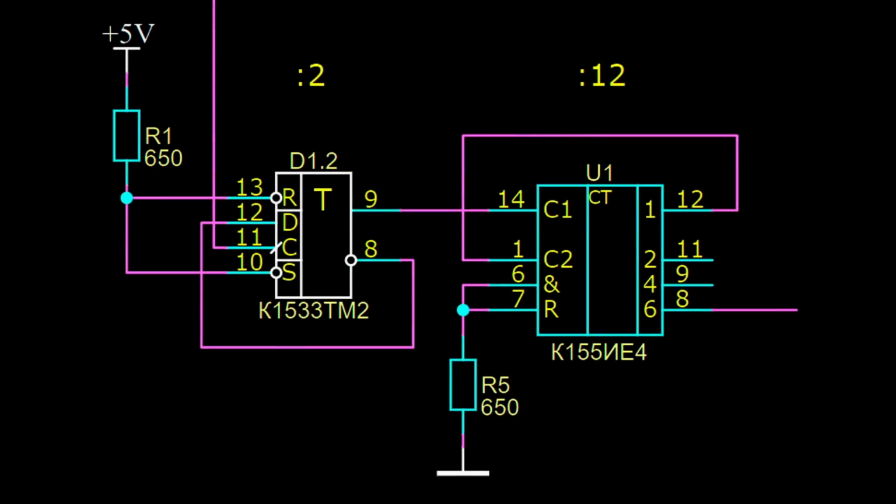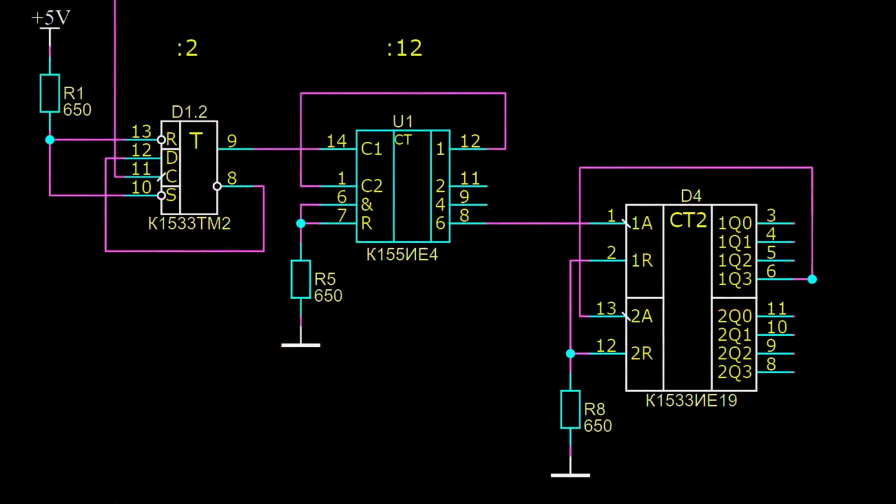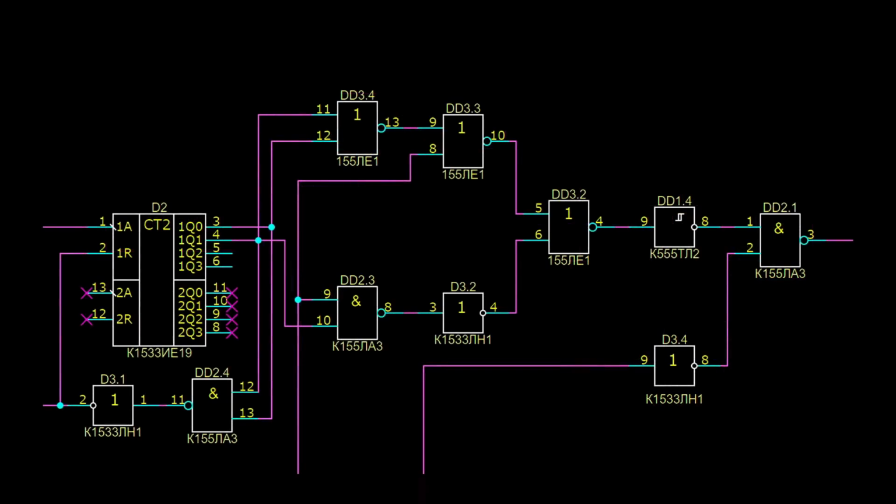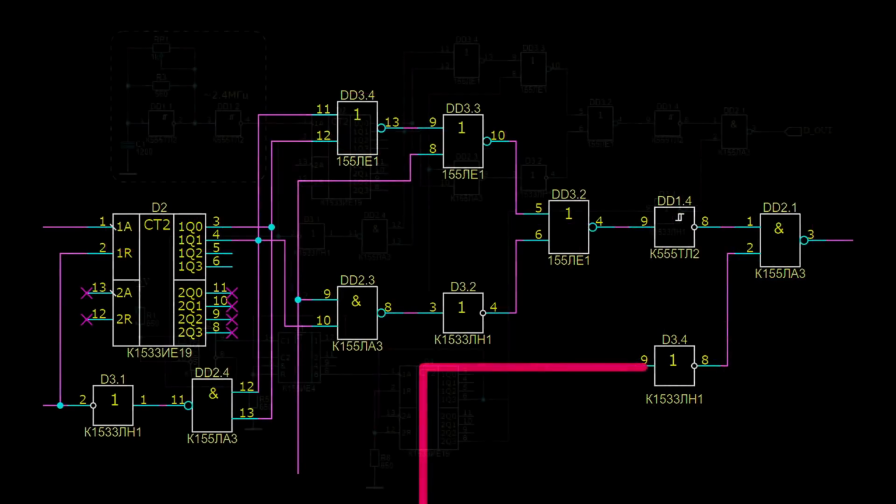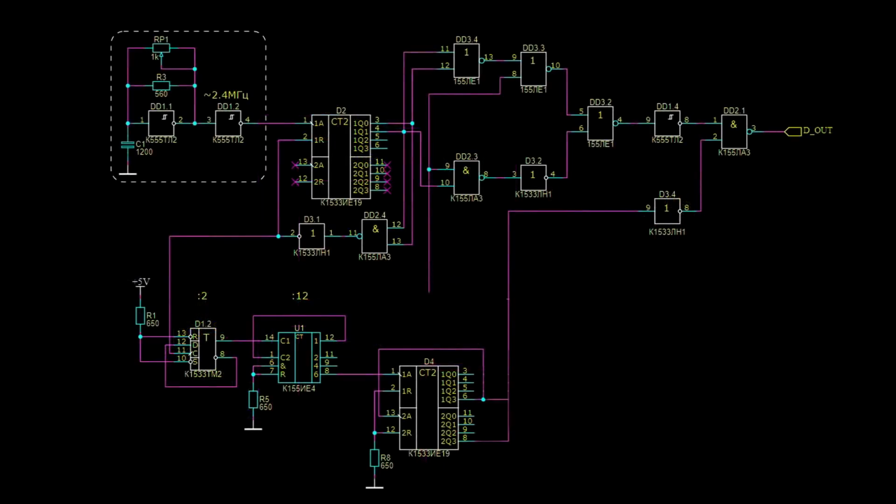Now, let's set up a counter that will count up to 128. The most convenient way is to use the IE19 counter chip, as it contains two 4-bit counters in one package. We feed the signal from the last bit into our data stream generator circuit. And what will we get? 128 times 24 bits on the data line will form a 0, or 1 depending on what we have at this input.